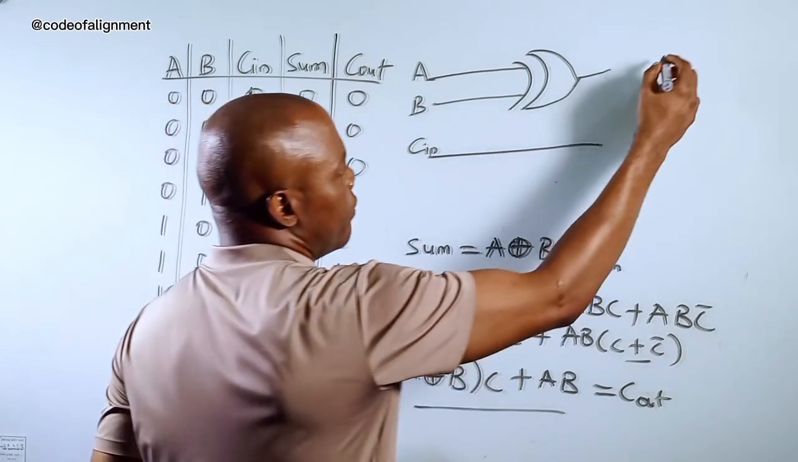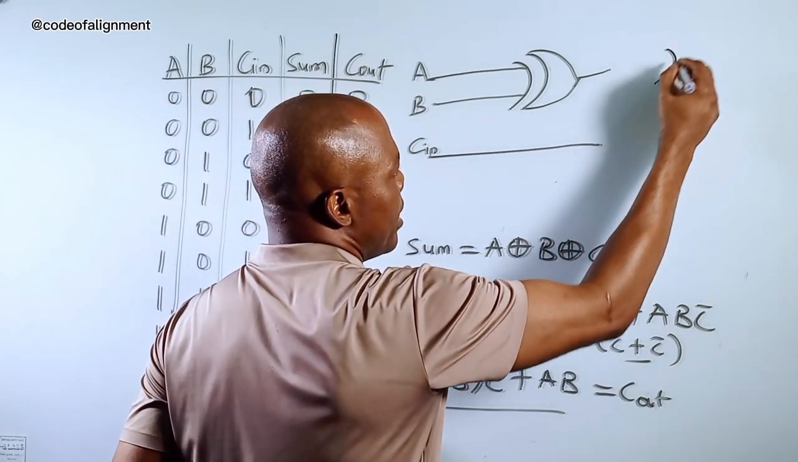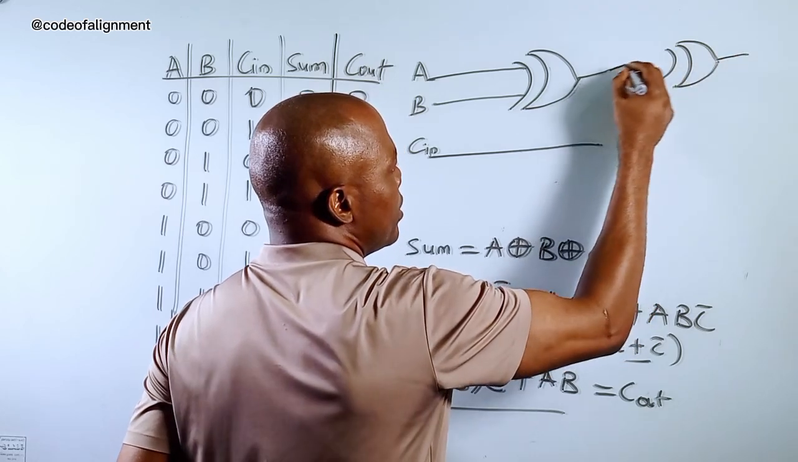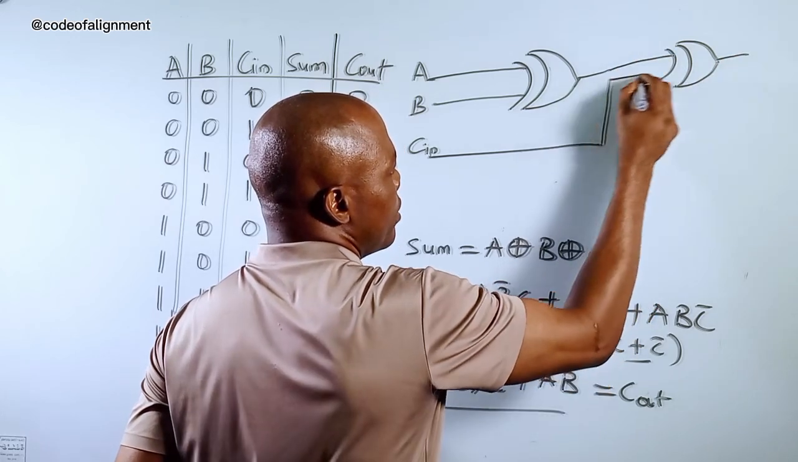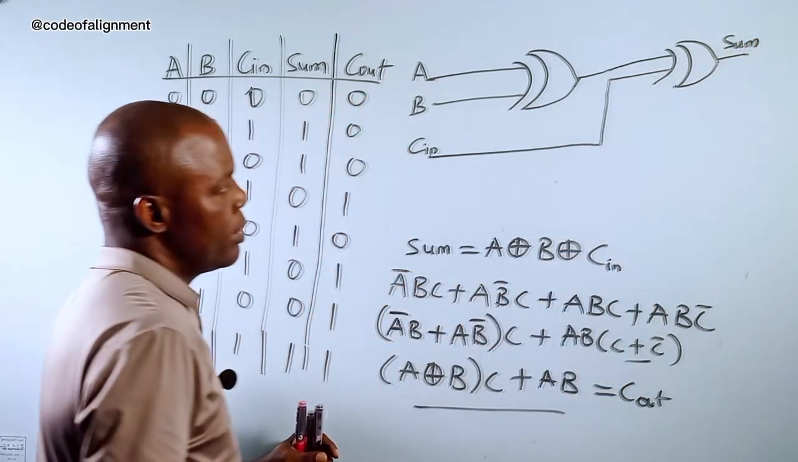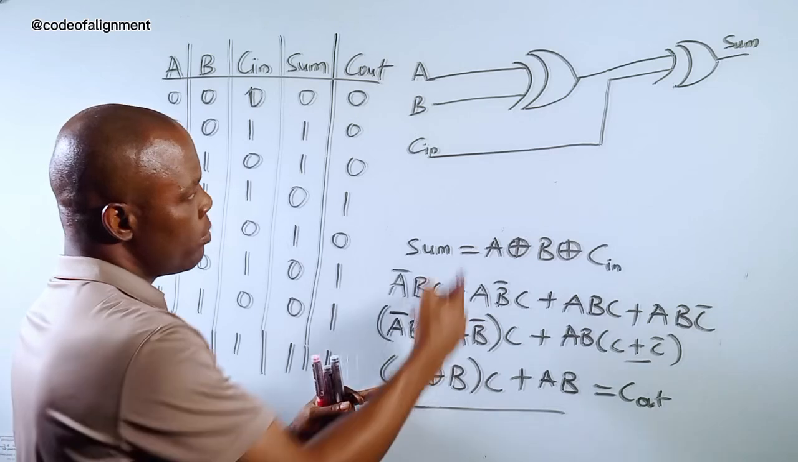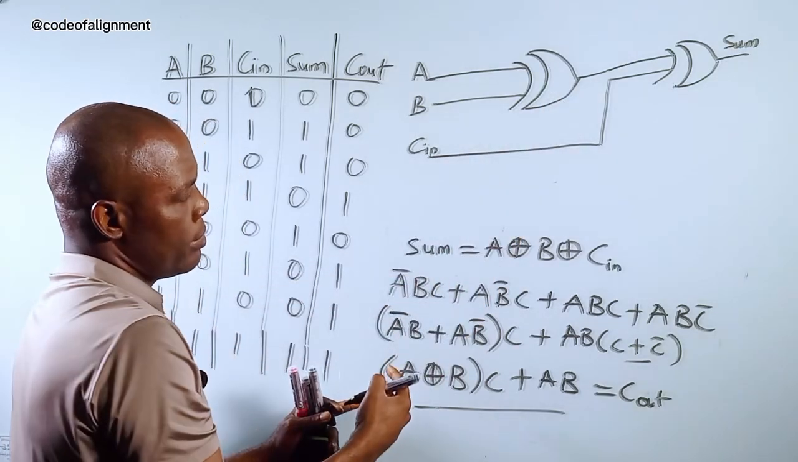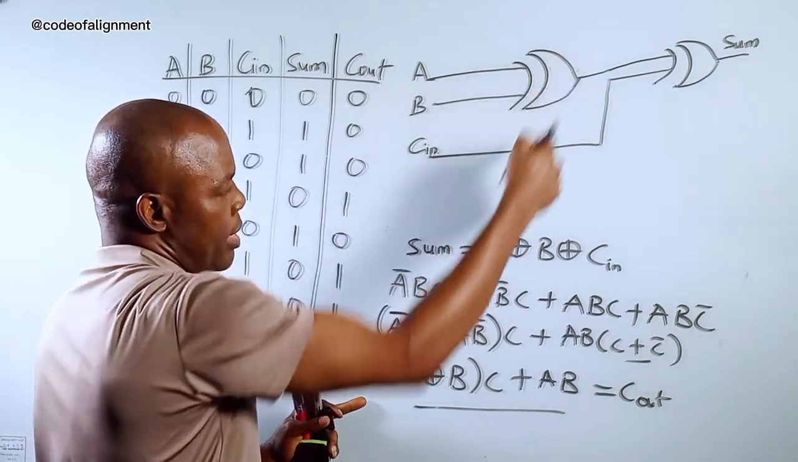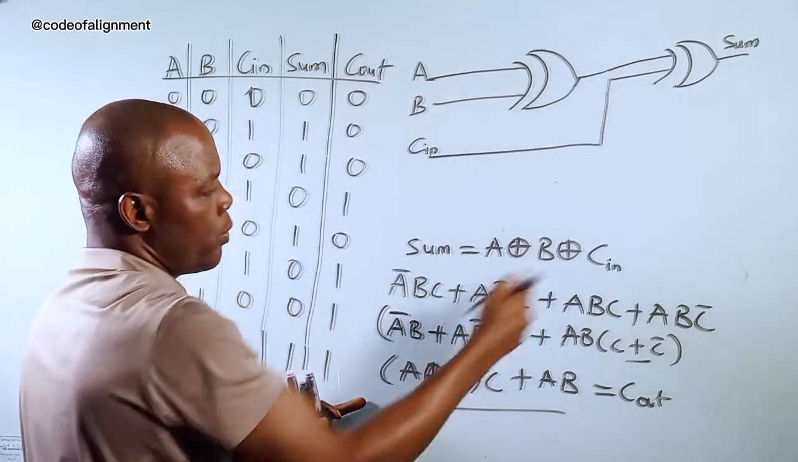Now it's going to do exclusive or. So that means we have another exclusive or here. So this one will go in here, and then this one will go in here. So this one will give us sum, right? So that's what we are getting. Now let's come. So this is the part of the sum. So this A exclusive or B, the output will go into another exclusive or with C in.